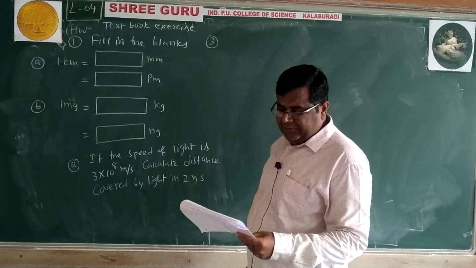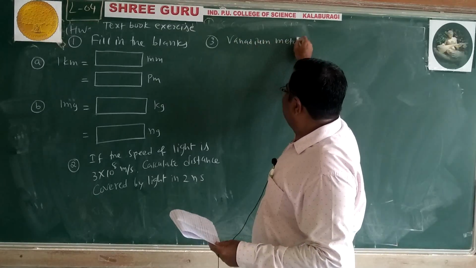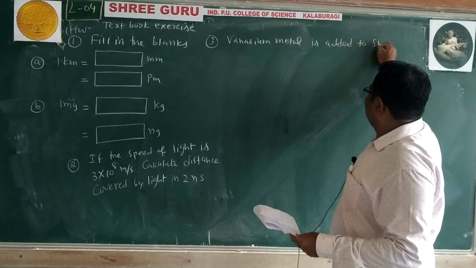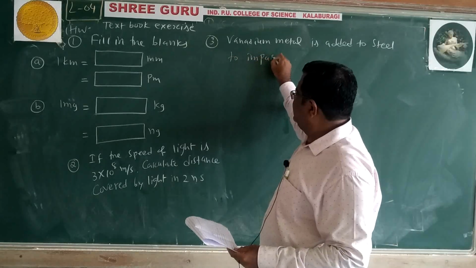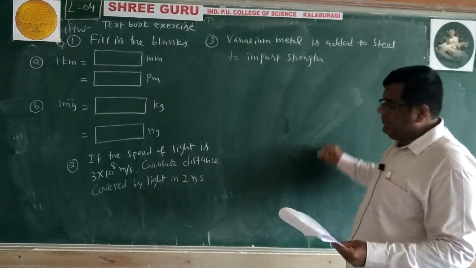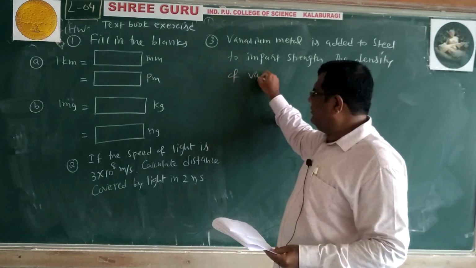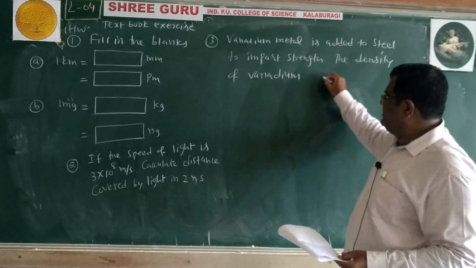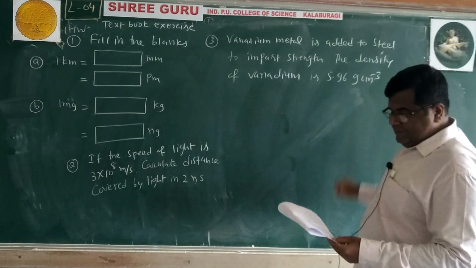One more class 3 example I give you. Vanadium metal is added to steel to impart strength, to give strength. Vanadium is added. The density of vanadium is 5.96 gram per cubic centimeter.